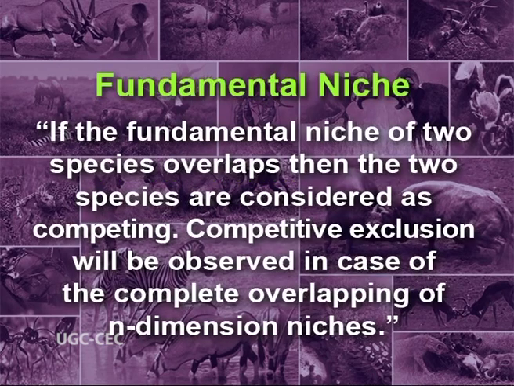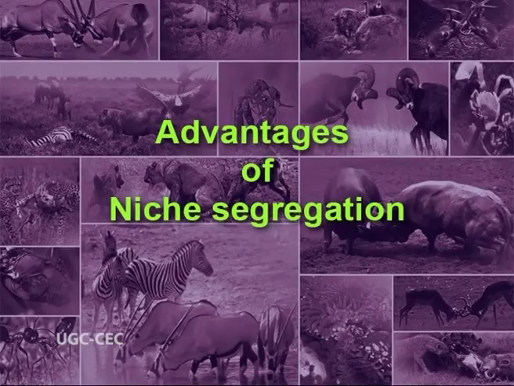If the fundamental niches of two species overlap, then the two species are considered as competing. Competitive exclusion will be observed in case of the complete overlapping of n-dimensional niches. Let's quickly get an overview of advantages of niche segregation.